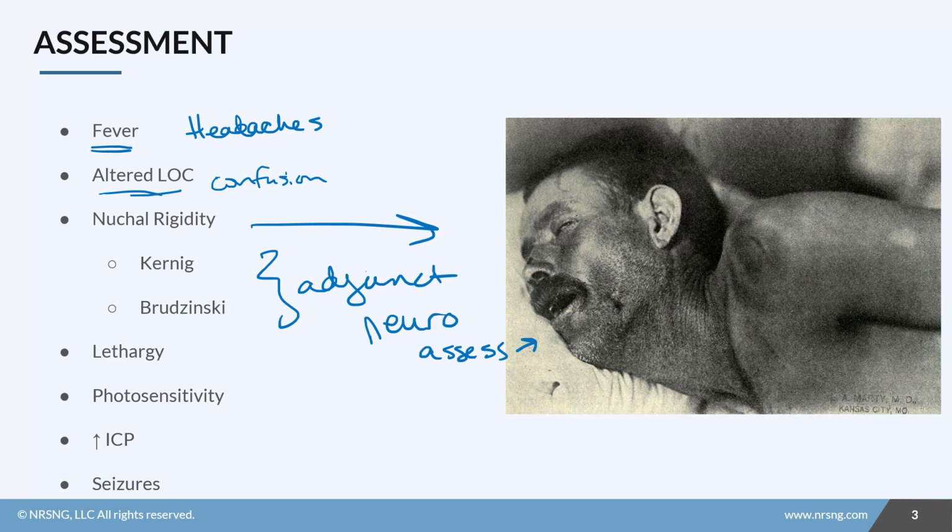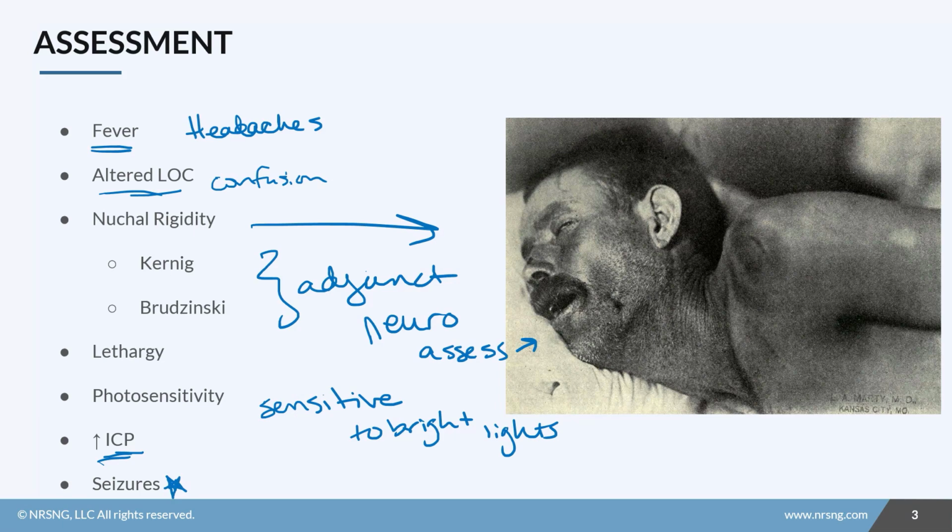Now, patients could also be lethargic. They could be photosensitive, which means that they have a sensitivity to bright lights, especially in their eyes. Makes it painful to actually look at the bright lights. And then, of course, because we're seeing swelling around the meninges, we have the risk for the increase in intracranial pressure. As meningitis progresses and causes more and more irritation within those nerve endings and within the brain, we also have a risk for seizures. So we need to make sure we're protecting these patients.